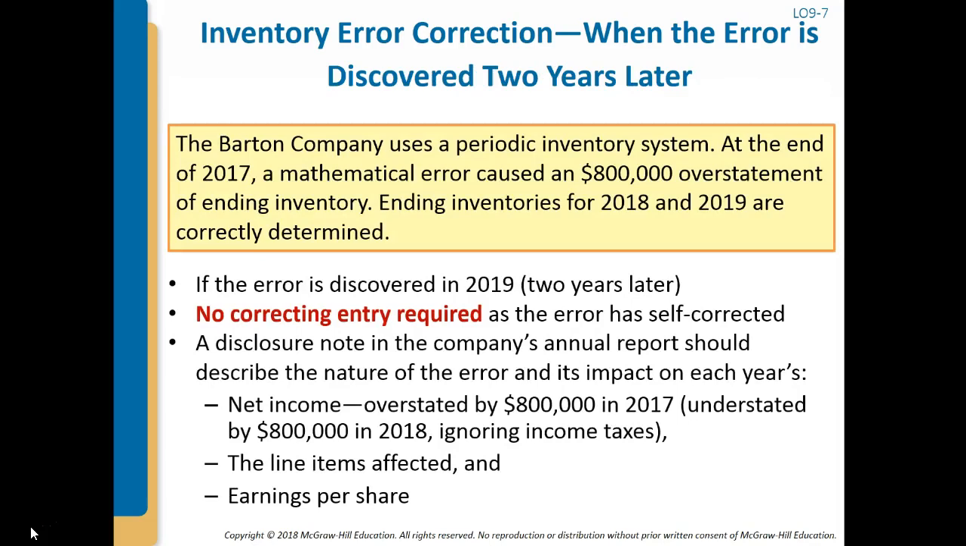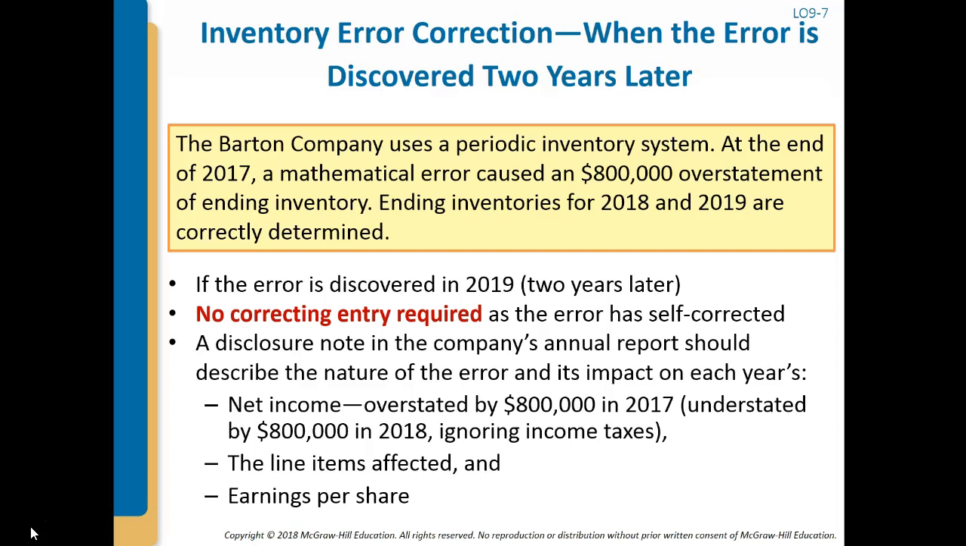If the error in 2017 isn't discovered until 2019, the 2018 financial statements also are retrospectively restated to reflect the correct cost of goods sold and net income, even though no correcting entry would be needed at that point. Inventory and retained earnings would not require adjustment. The error has self-corrected and no prior period adjustment is needed.